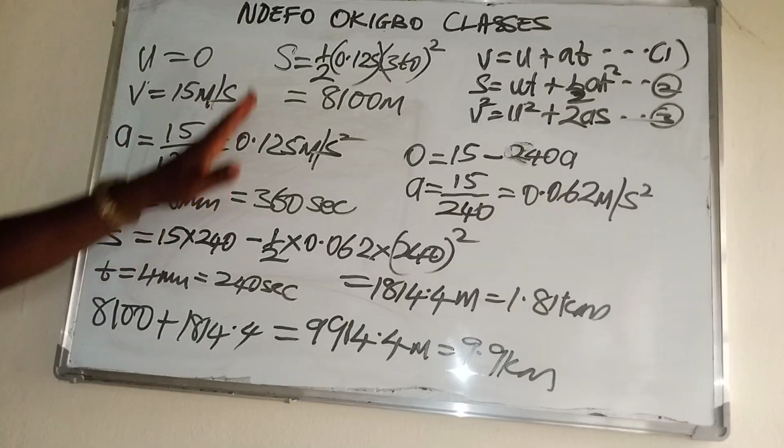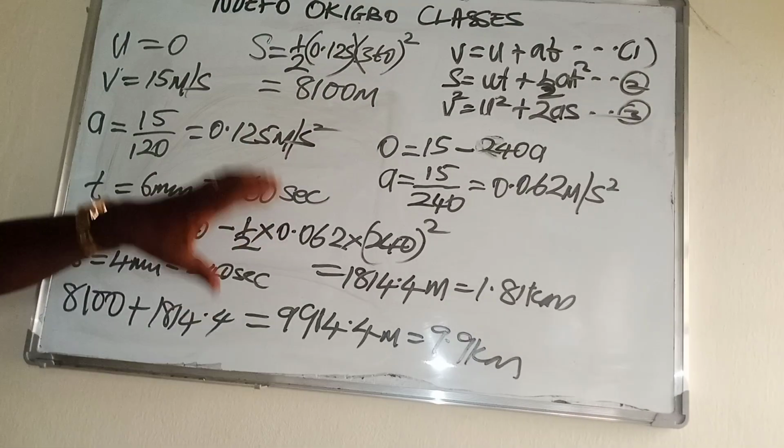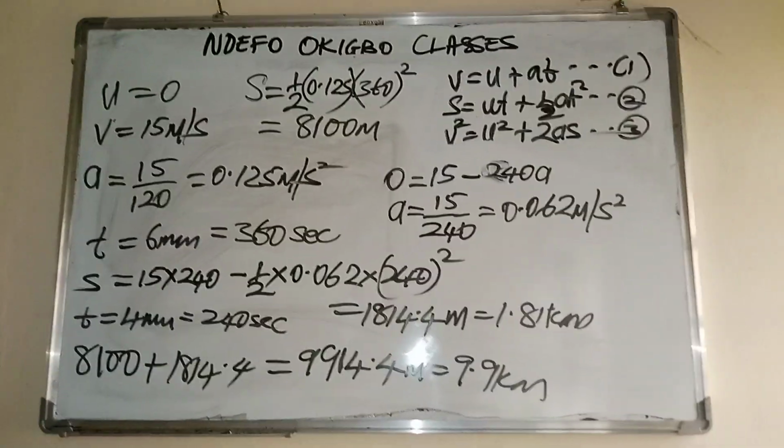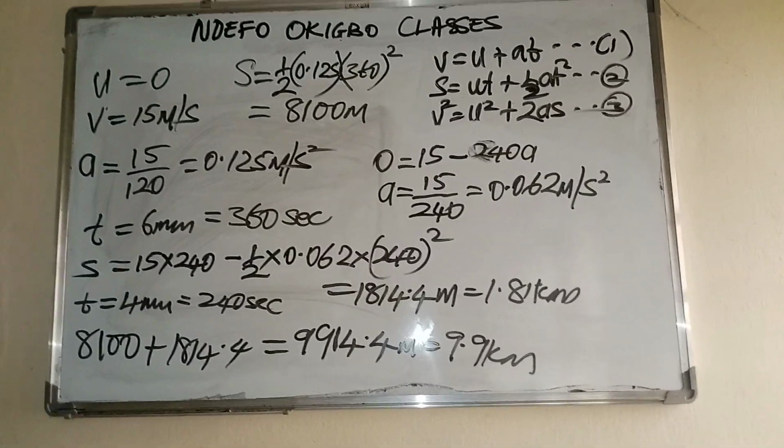So we got the distance traveled in 6 minutes and the distance traveled in 4 minutes, and add the two. You got the total distance traveled. That's the answer. Thank you very much.